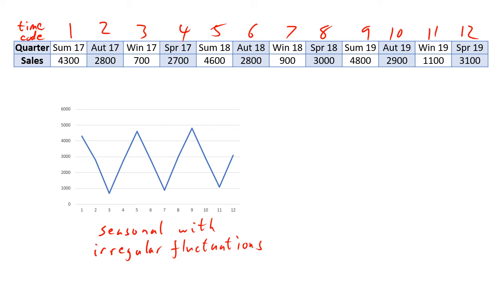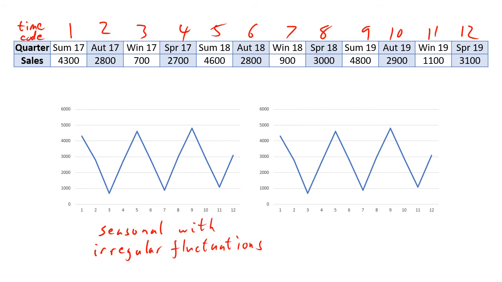It kind of looks like there's an increasing trend, and this is why you do a thing called smoothing. The orange line on that graph is showing there is a slight increasing trend, isn't there? So you might say then we're seasonal with irregular fluctuations and an increasing trend.